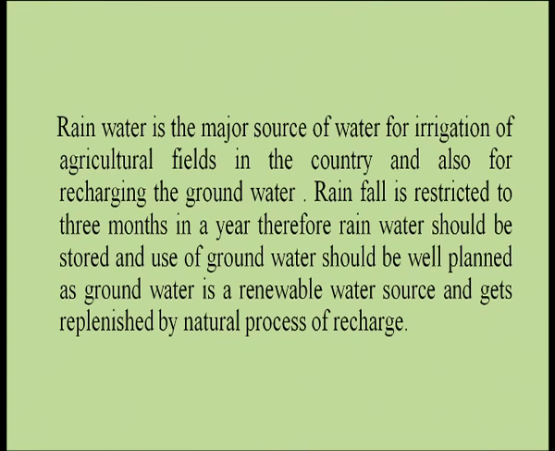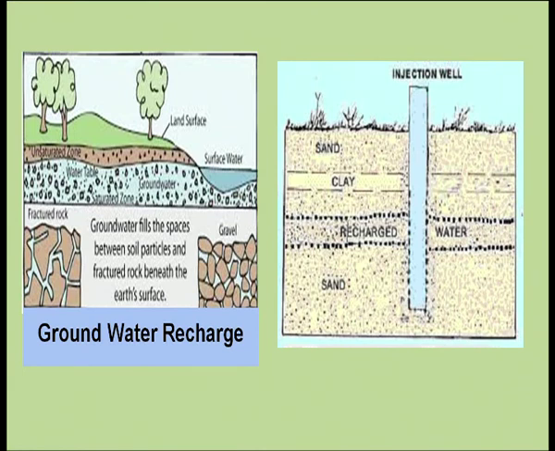Rainwater is a major source of water for irrigation of agricultural fields in the country and also for recharging the groundwater. Rainfall is restricted to 3 months in a year. Therefore, rainwater should be stored and use of groundwater should be well planned, as groundwater is a renewable water source and gets replenished by natural processes of recharge. The diagram shows groundwater recharging, and on the right you have a deep pipe fitted so that the runoff water can be pushed to the subsoil area to recharge the groundwater.